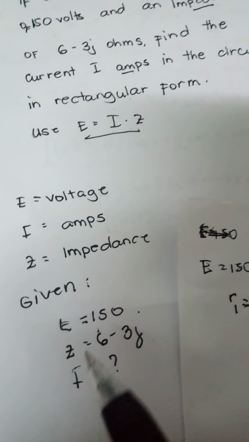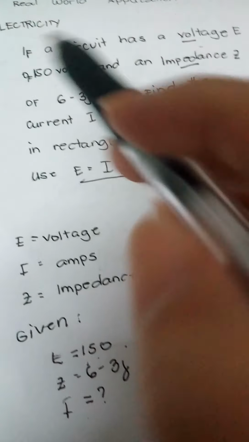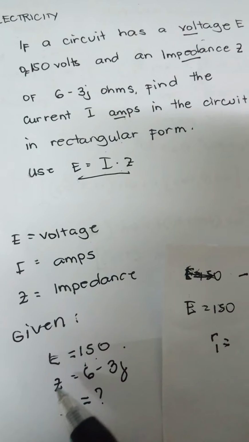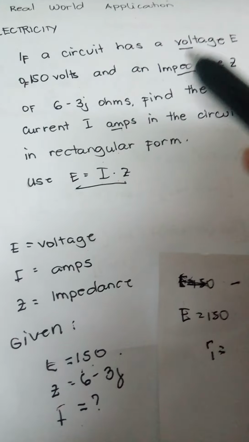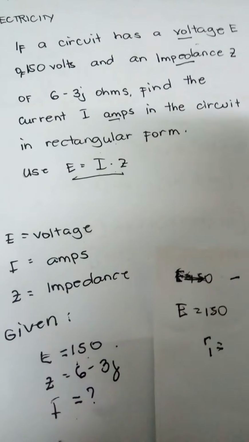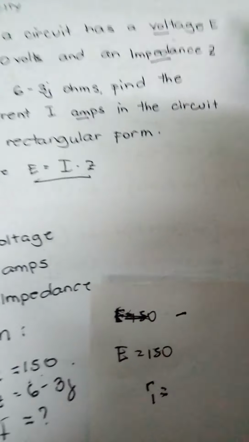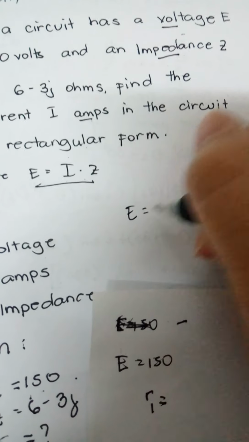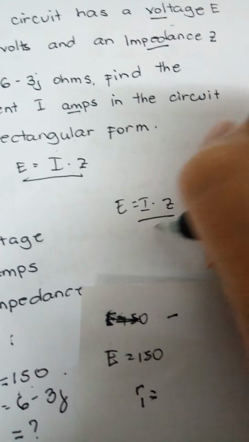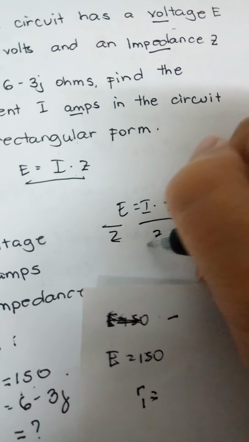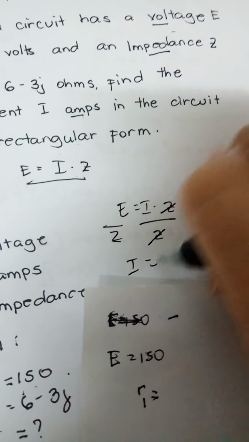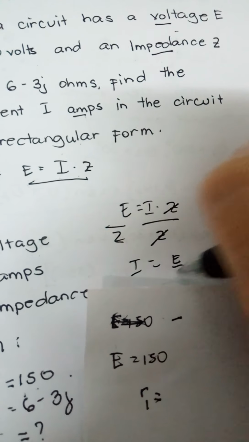And as you can see in the given problem here, E is given, which is 150. Where did I get that? From here. And then Z is 6 minus 3J. So I is unknown. To find I, E is equal to I times Z. Divide both sides by Z. Cancel. So I is equal to E over Z.